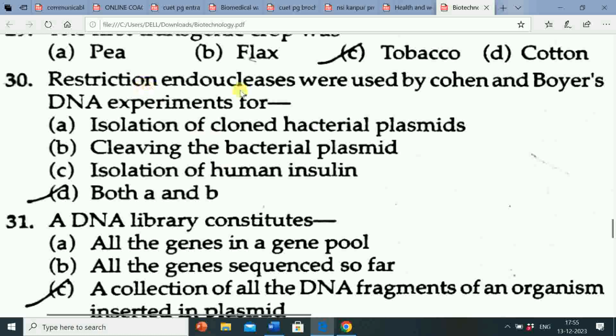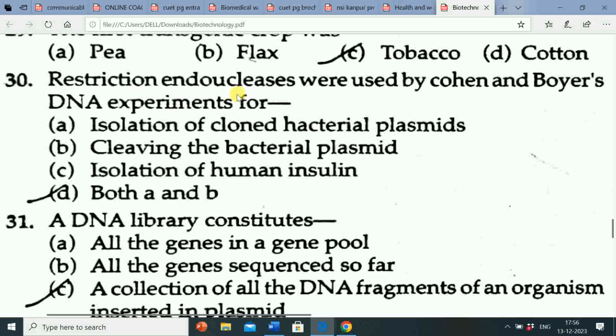Next question: restriction endonucleases were used by Cohen and Boyer's DNA experiments for option A, isolation of cloned bacterial plasmids; option B, cleaving the bacterial plasmid; option C, isolation of human insulin; option D, both A and B. So the correct answer is both A and B.